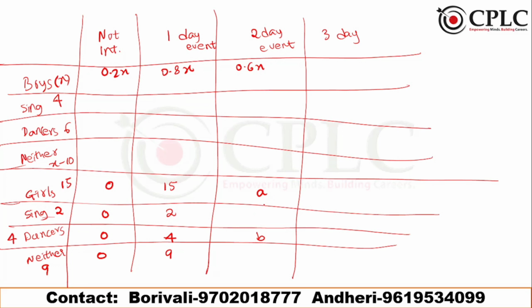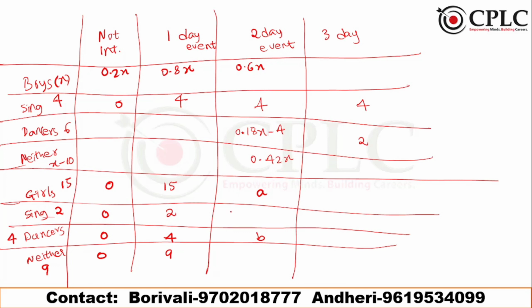And now if you read statements 3 and 4 from the original piece of information, you will get further data points. So you're going to get singers who are boys, that is 0, not interested, 1-day event, they will turn out to be 4. Then the 2-day event is also roughly 4. Then 3-day event 4. This is 2. This answers 2-day event 0.8x minus 4. Basically, then this becomes obviously 0.42x.